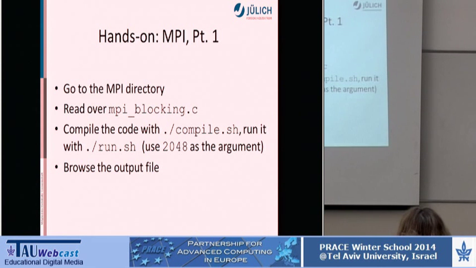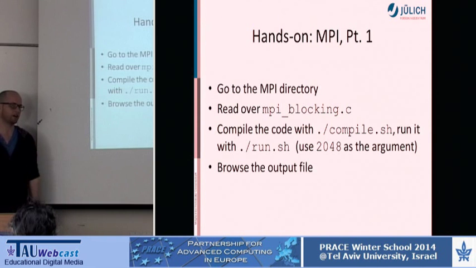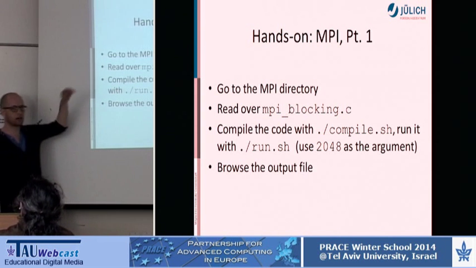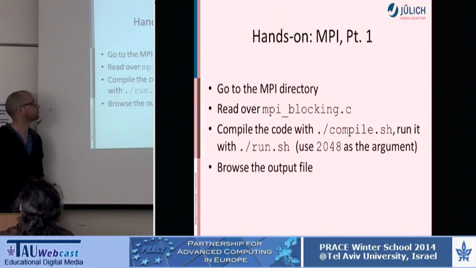So go to the MPI directory this time. In that Prace folder, just take a little look over this MPI blocking.c. You don't have to pay a lot of attention to exactly what it's doing. It's an MPI code. There's some headers in there to give you some information about what each piece is doing. The piece you're interested in is the communication section further down.